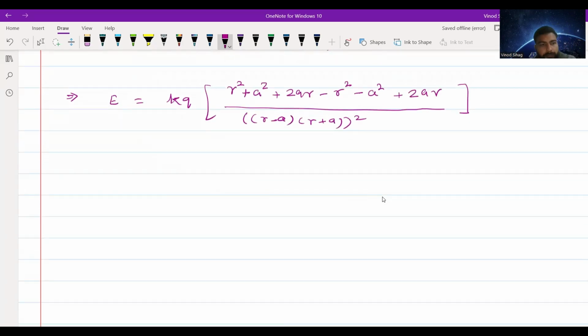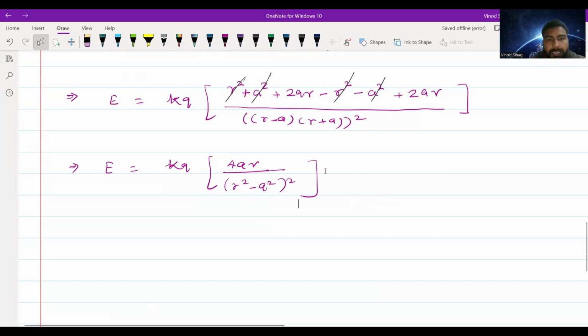Okay. Now when we solve it further, we will get K into Q. Look, R square cancels with R square, you can cancel this. A square plus A square, minus A square is gone. Now we get 4AR divided by this, which is R minus A and R plus A. So we can directly write R square minus A square and its whole square, because the outer square is also there. Okay. Now we get this equation.